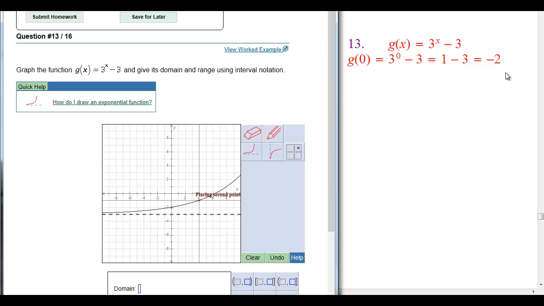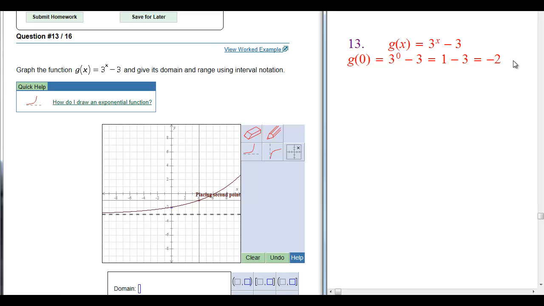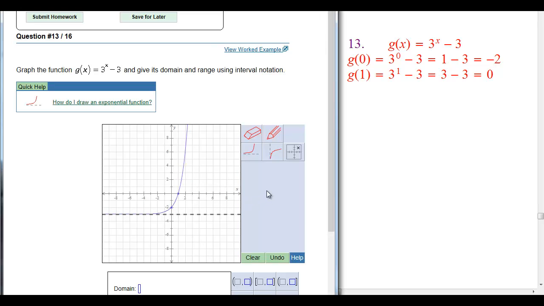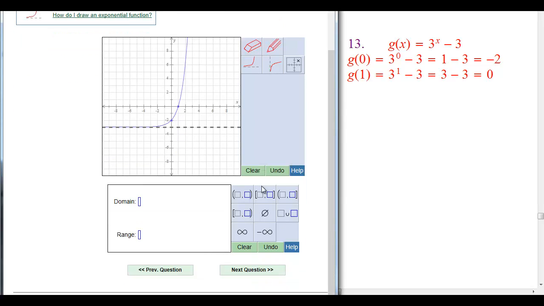We need one more coordinate. So that would be, let's say, g of 1. So that would be 3 to the power 1 minus 3, or 3 minus 3, which is 0. So 1 and 0. And there's your graph.